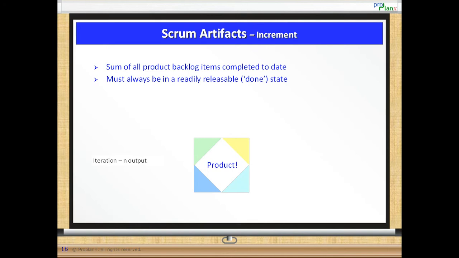Scrum remains flexible in that the customer may terminate the project if they recognize that enough business value has been derived from this increment.